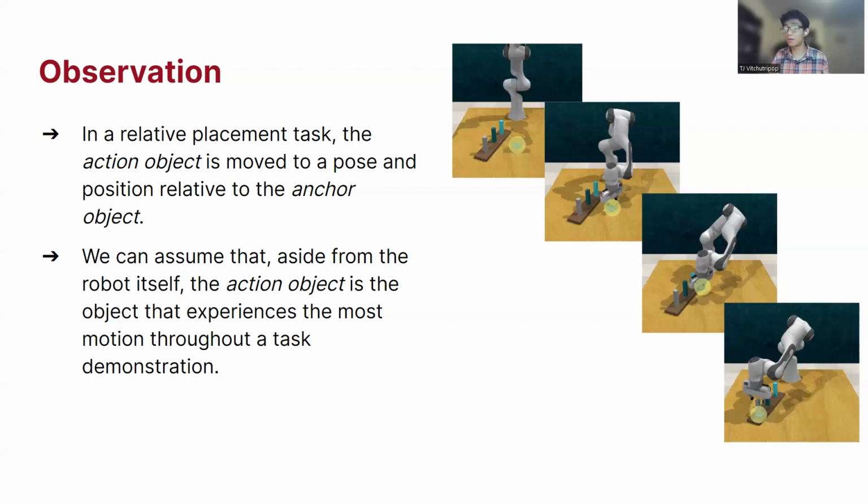The large category of manipulation tasks can be formulated as a relative placement task, which is a task where we have an action object which is moved to a pose and position relative to another object named the anchor object. Something we can assume is that within a demonstration of a relative placement task, the action object is going to be the object that experiences the most motion throughout a task demonstration. We can see that for this specific task, for example, where the robot is going to insert a square disk onto a peg.